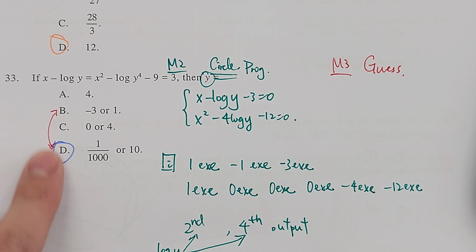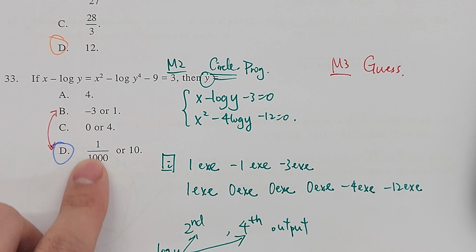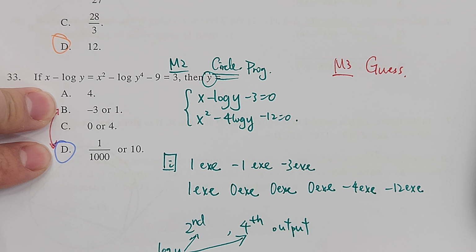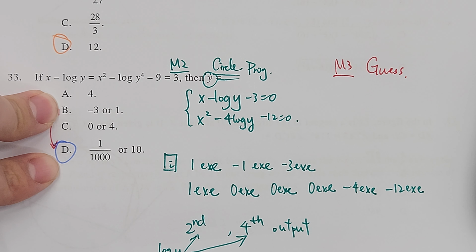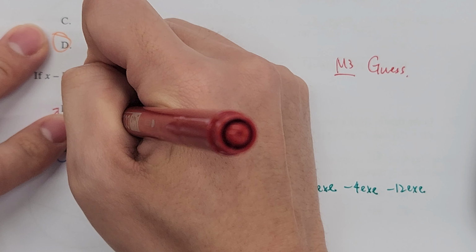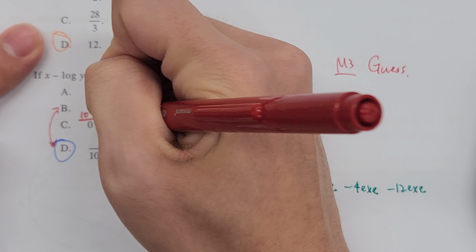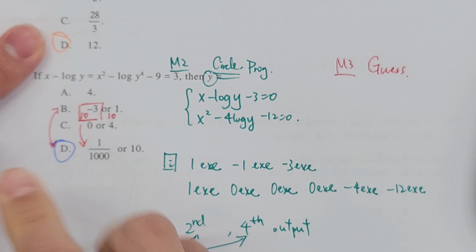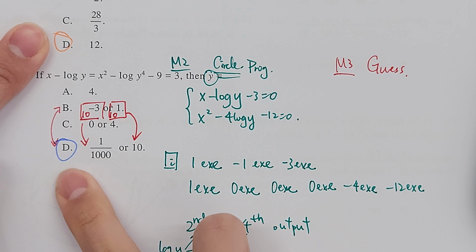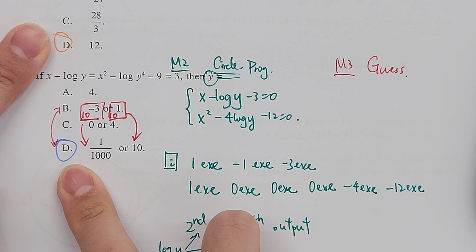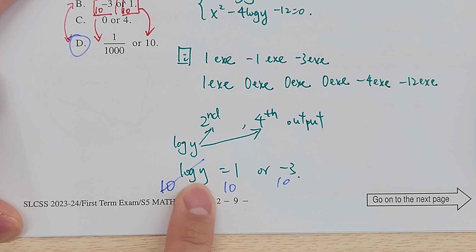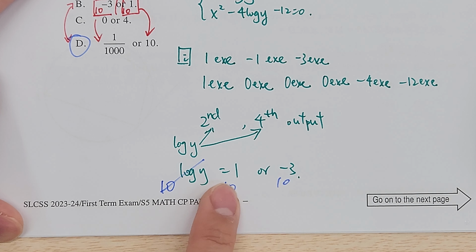So we see the relationship between them: one of them is taking the log and the other is the exponential. So our answer should be chosen from B and D. But why is D the answer? Because once we add the exponential to it, 10 to the power negative 3 corresponds to 1 over 1000, and 10 to the power 1 is actually 10. So we choose D as our answer, because one important step is to make log y become y only. We add a base 10 to each of the answers.